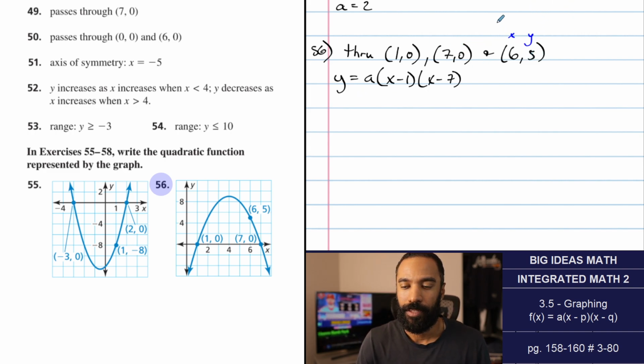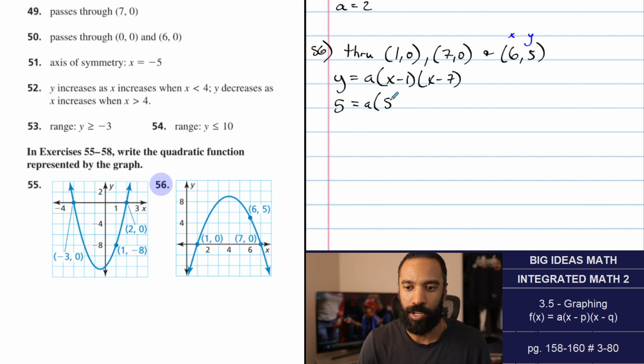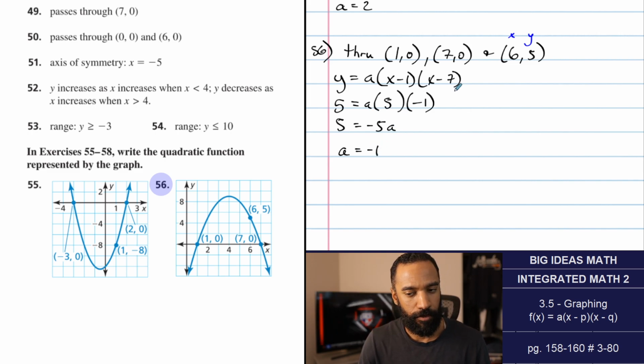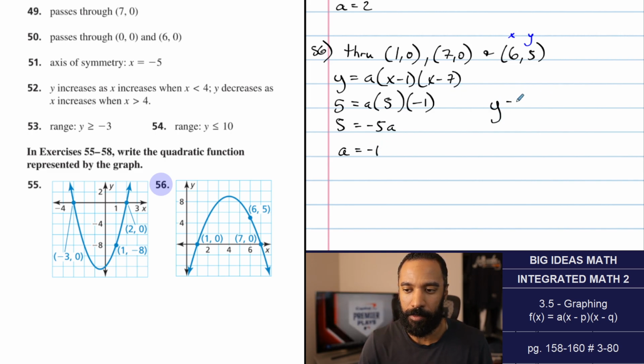5 is our y value, so substitute that. 5 is a times 6 minus 1, which is 5. 6 minus 7 is negative 1. 5 equals negative 5a. When you divide both sides by negative 5, you get a equals negative 1. We can write it in whatever form we want. I'm going to stick to factored form: negative 1 times x minus 1 times x minus 7.